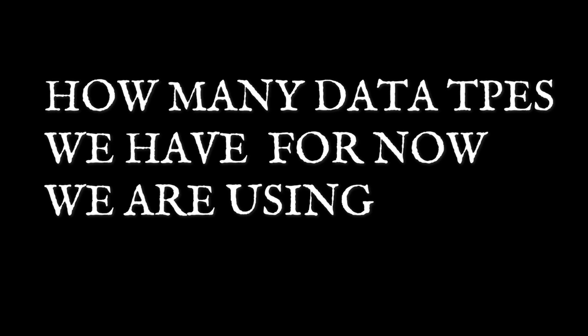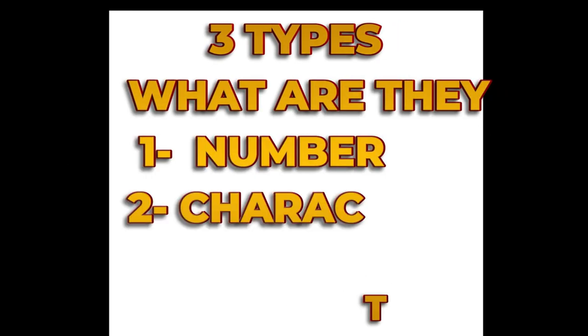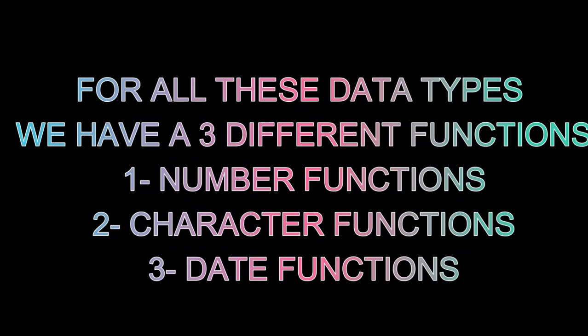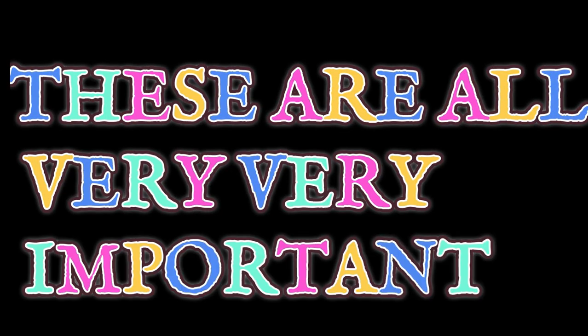How many data types do we have for now in our tables? If you observe, we have 3 types. What are they? Number, date, character. For all these data types we have 3 different functions: number functions, character functions, and date functions. These are all very, very important.